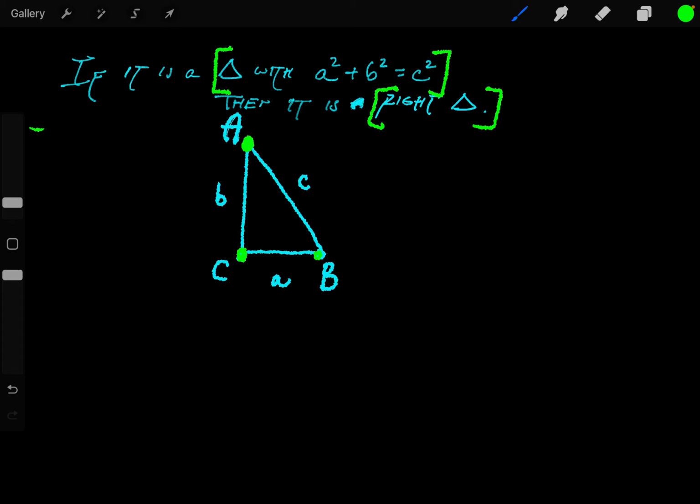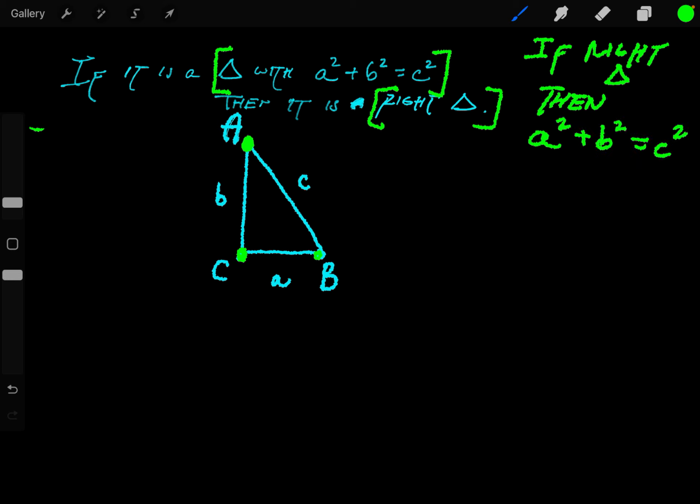The Pythagorean theorem says that if it's a right triangle, then you know that a squared plus b squared equals c squared. We have already proven this, so we're going to actually use that, but you'll see why. Now, we want to have it in our minds exactly what we're trying to prove here.